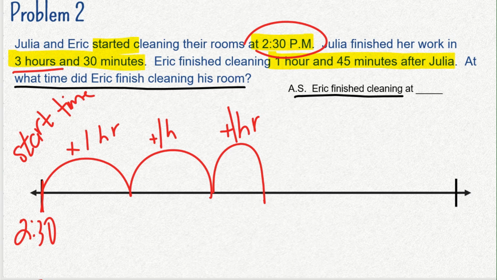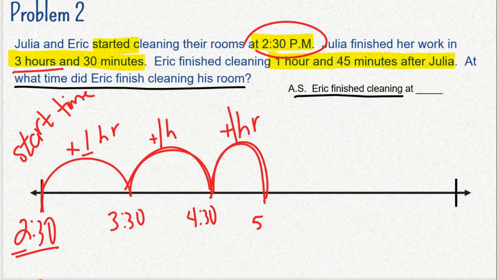So 2:30 plus 1 hour would be 3:30. 3:30 plus 1 hour is 4:30. And 4:30 plus 1 hour would be 5:30. And then she's got 30 minutes on top of that.